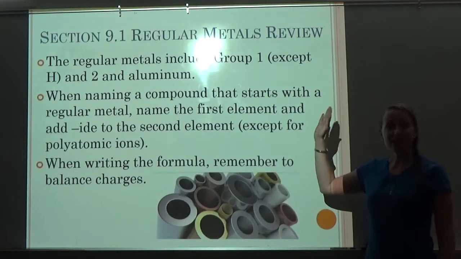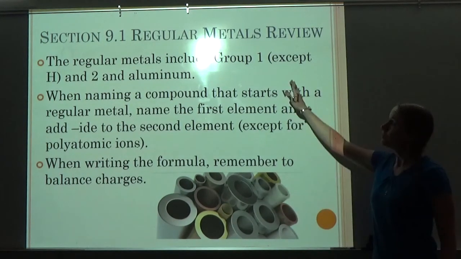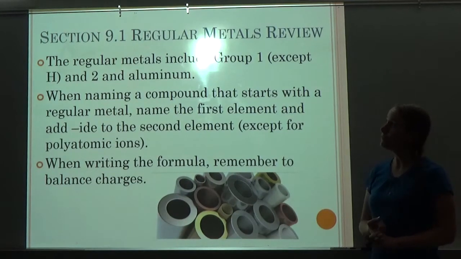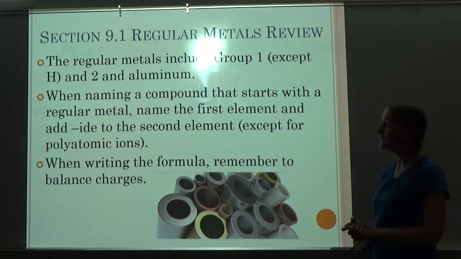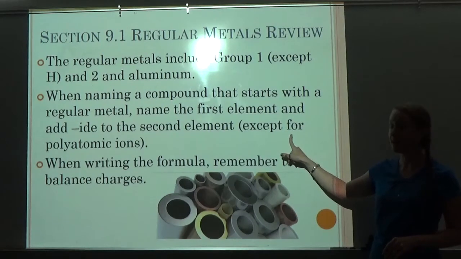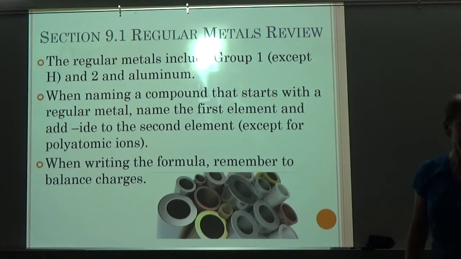So let's go back to 9.1. Regular metals, those were the pink ones on my periodic table. The regular metals include group 1 except for hydrogen, group 2, and aluminum. When you name a compound that starts with a regular metal, you name the first element and add -ide to the second element unless it's a polyatomic ion. And when you write the formula, don't forget to cross your charges.